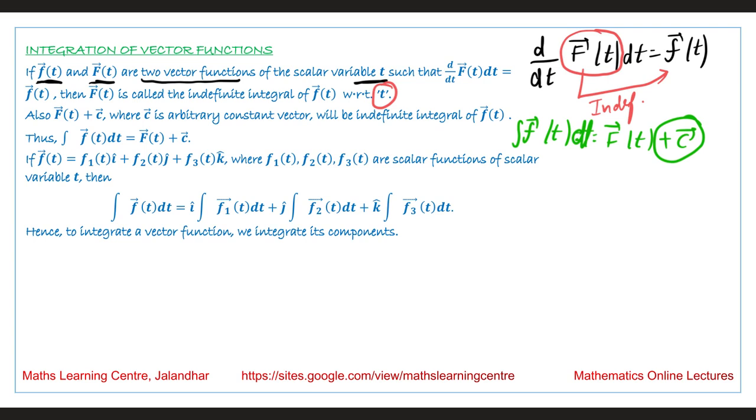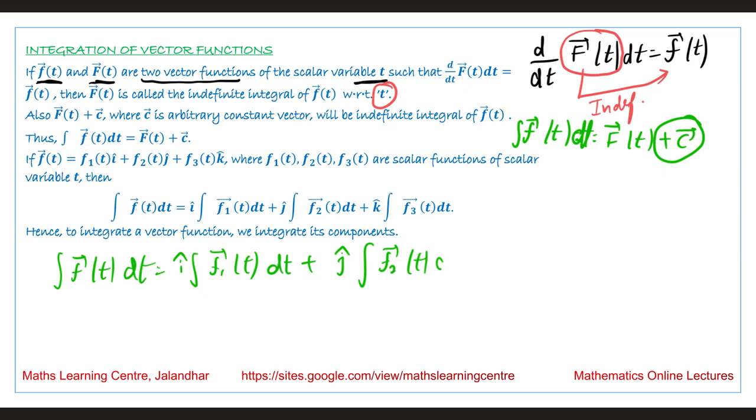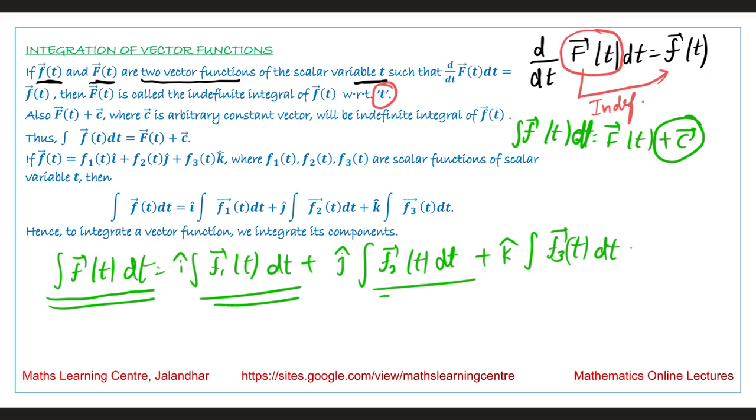Now if we have the function defined in this way, f vector t dt, and the components of f vector t are f1 vector t, f2 vector t and f3 vector t, then the integral is i cap integral f1 vector t dt, plus j cap integral f2 vector t dt, plus k cap integral f3 vector t dt. So if we want to integrate a function, we can integrate that function component wise.